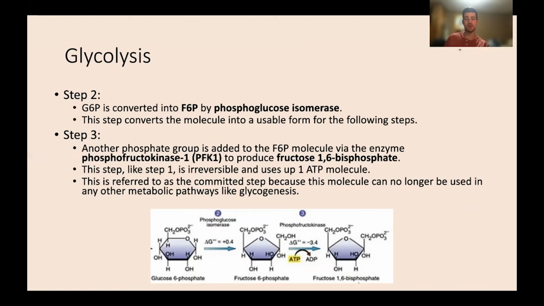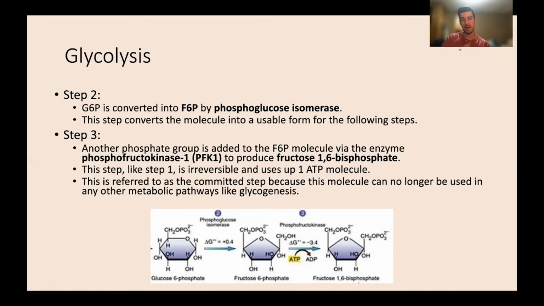And it actually uses up 1 ATP molecule in order for PFK1 to actually operate and produce fructose 1,6-bisphosphate. So this is referred to as the actual committed step of the entire process because the molecule can no longer be used in any other metabolic pathways like glycogenesis.